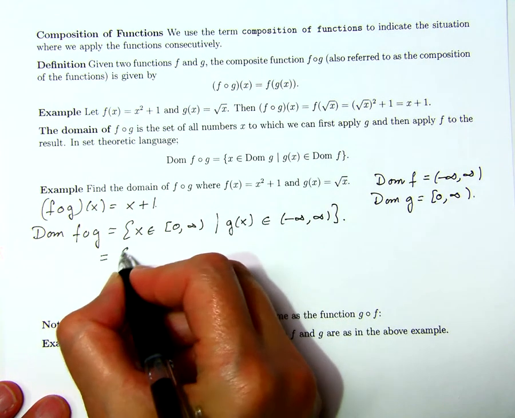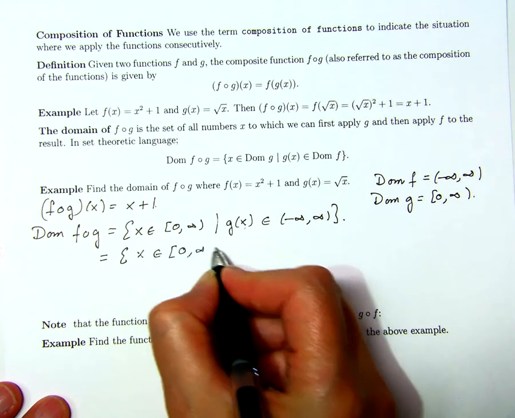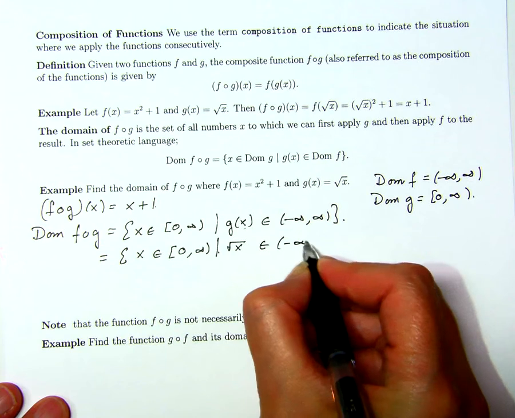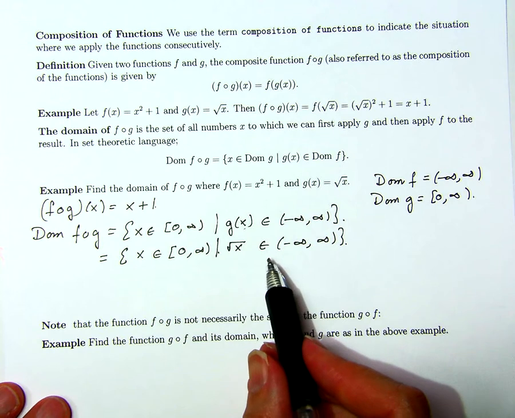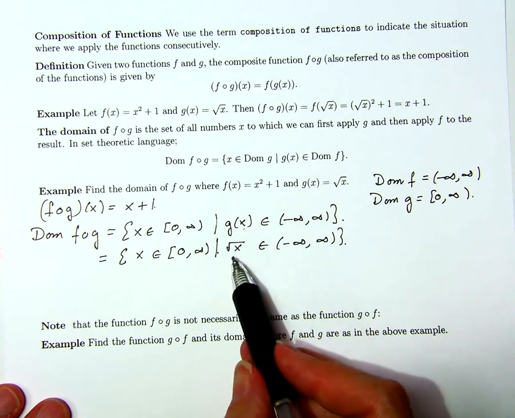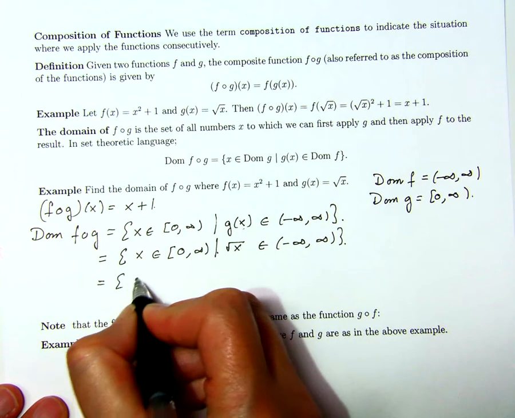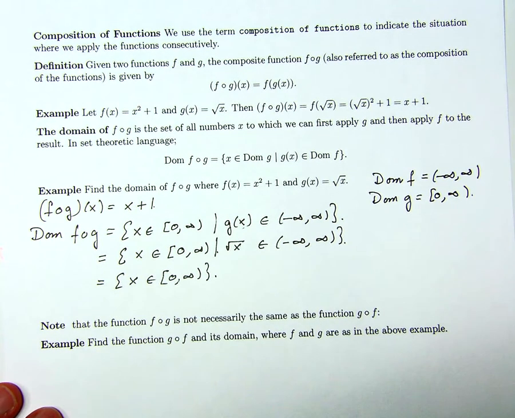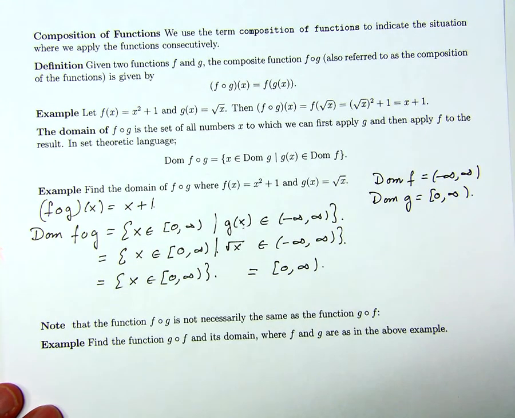Okay, so what is g of x here? This is every x value greater than or equal to 0, so that the square root of x is somewhere between minus infinity and infinity. Well, that isn't really a restriction. The square root of any number greater than or equal to 0 is going to end up in this interval. So there's nothing limiting in this statement. So this is just all of the x values between 0 and infinity, including 0. And so the domain of that is everything from 0 to infinity.